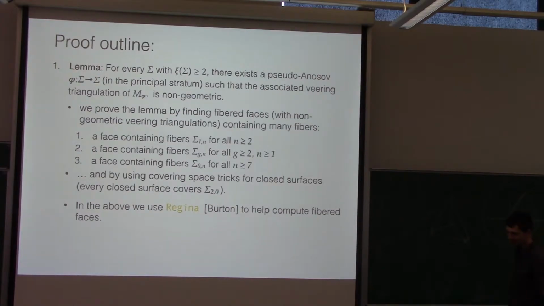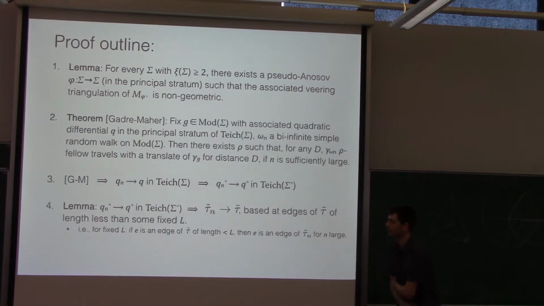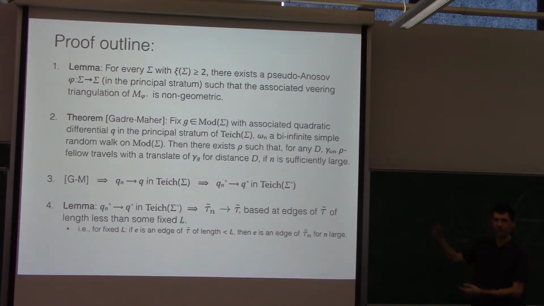Anyway. So can you find, for genus 2, all pairs g, n with g greater than or equal to 2? Yes, so this takes care of a lot. So yes, there is some face that has all these fibers in it. Okay, so that gives us the lemma.